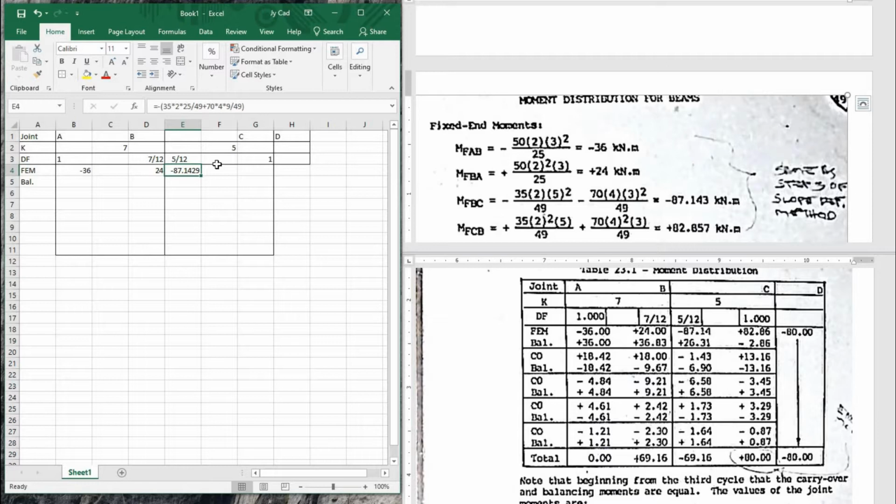Okay, next, dito naman sa CB, okay, ayan, 82.857. Again, may decimal siya. So, you have to type down the whole equation. Equal sign, 35 times 2 times, so 35 times 4 times 5 divided by 49 plus 70 times 16 times 3 divided by 49.